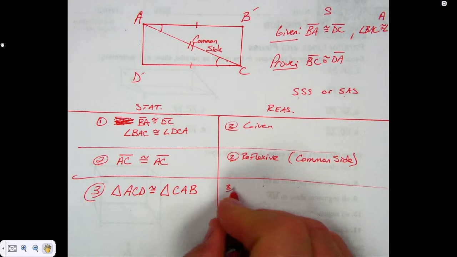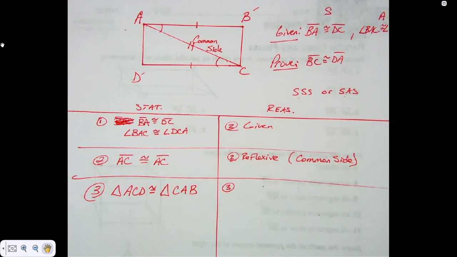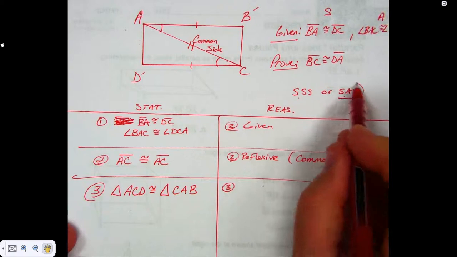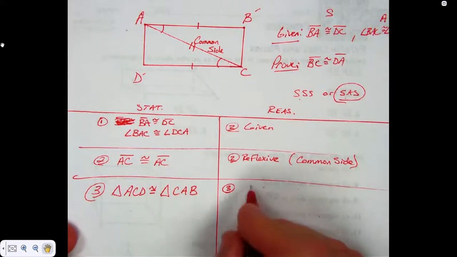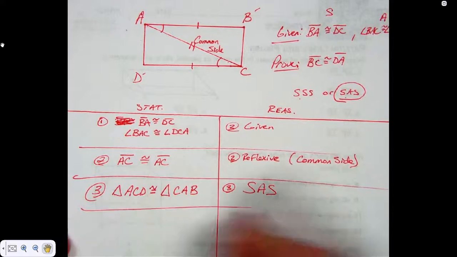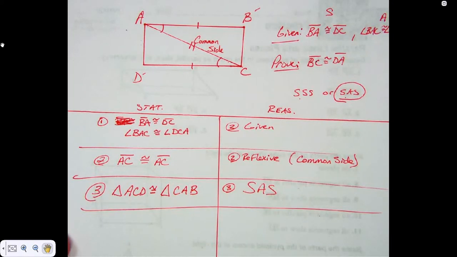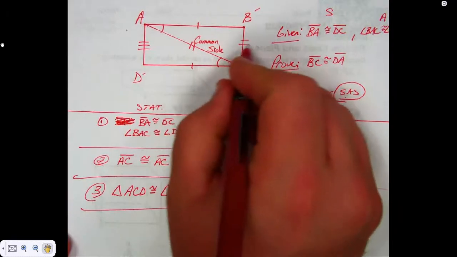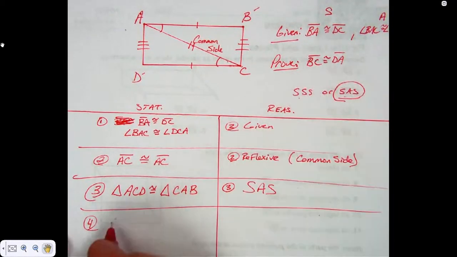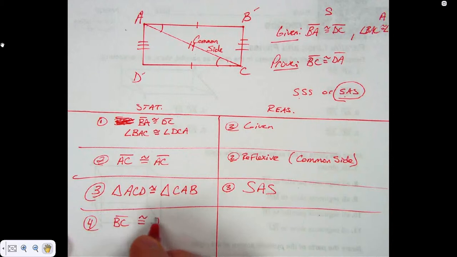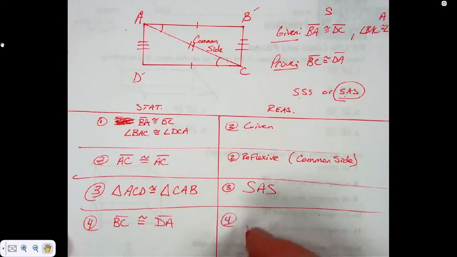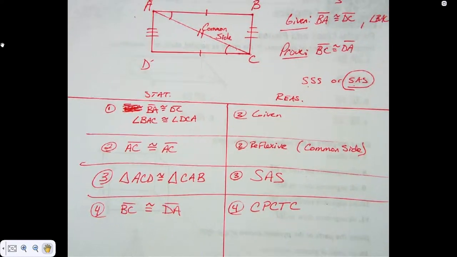Now, why are these two triangles congruent? Why can I say they're congruent? What did I just prove? Side angle side. Why are they congruent? Side, angle, side. Now, what the proof asked me to prove was whether that was congruent to that. So now I can say that side BC is congruent to DA. Why? Stop writing and watch. Corresponding parts of congruent triangles are always congruent.